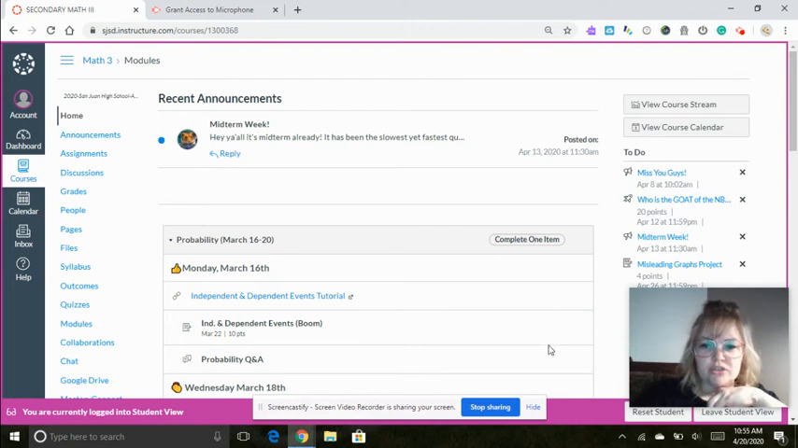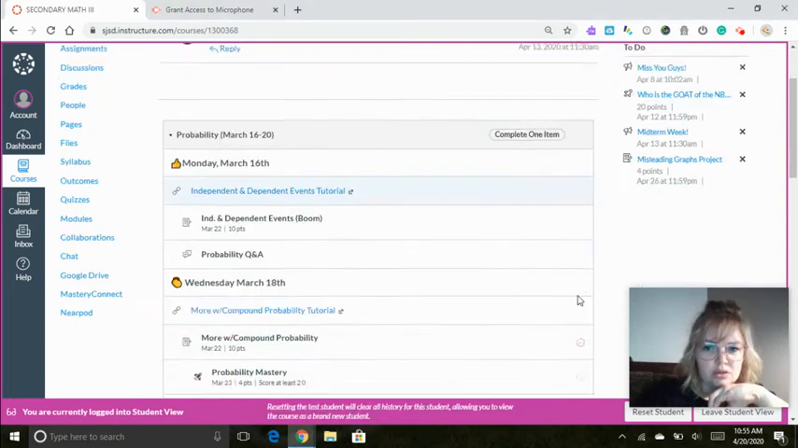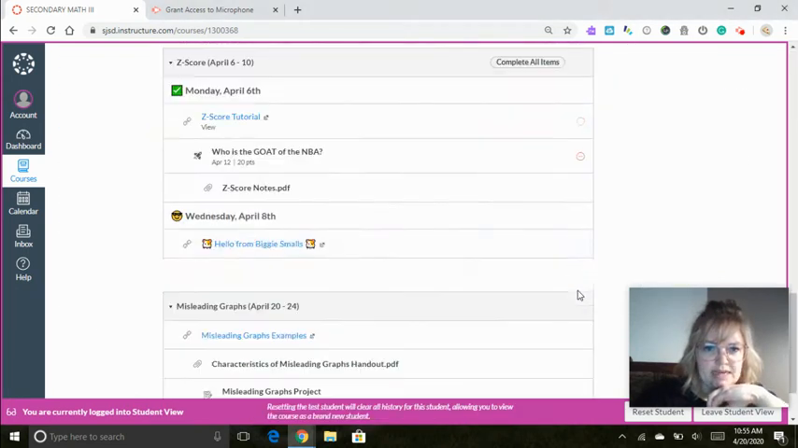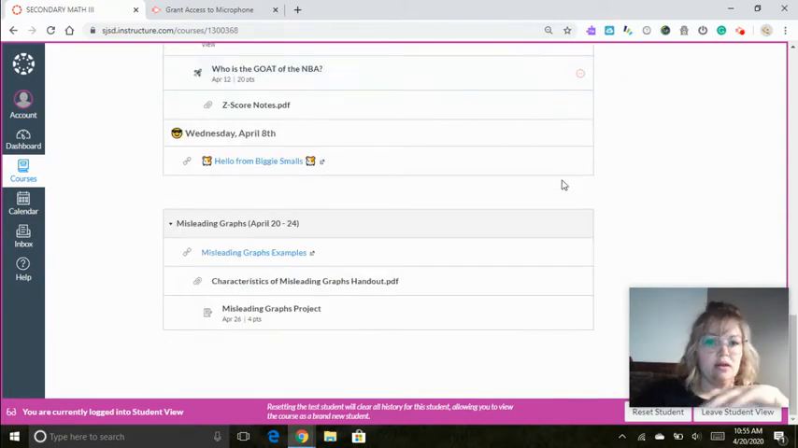So I'm going to show you where we're at. So we did Z-score 2 weeks ago because last week was midterm and you had the week off.